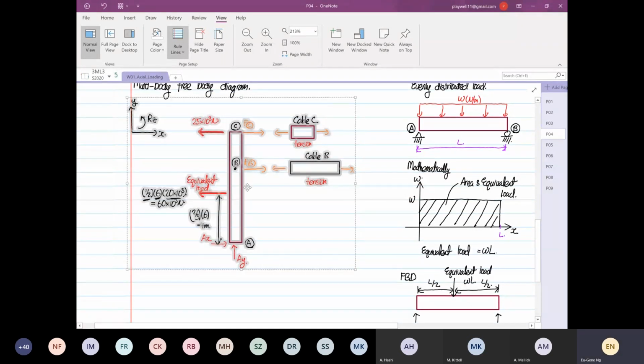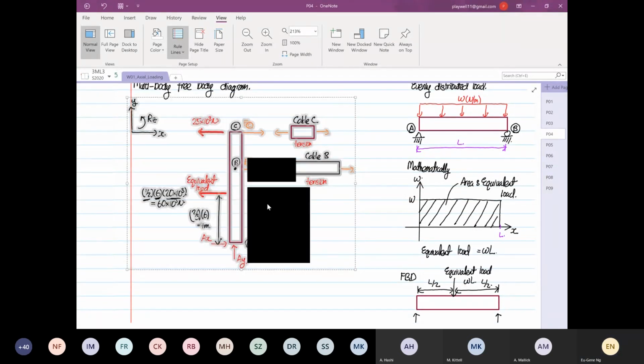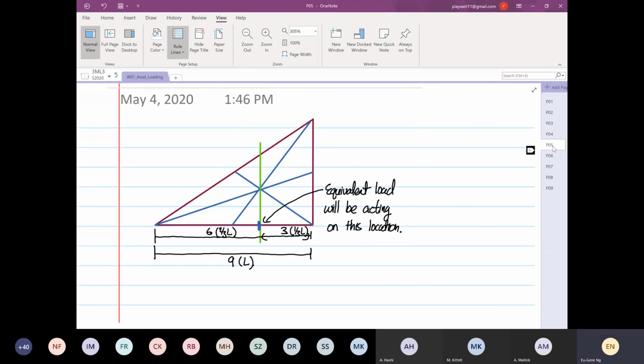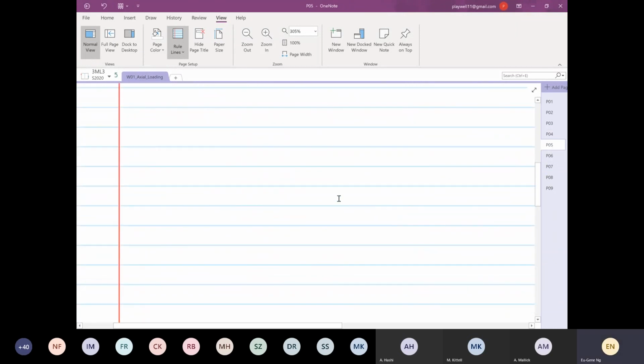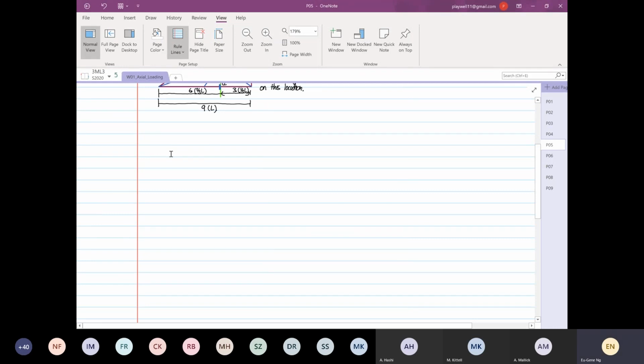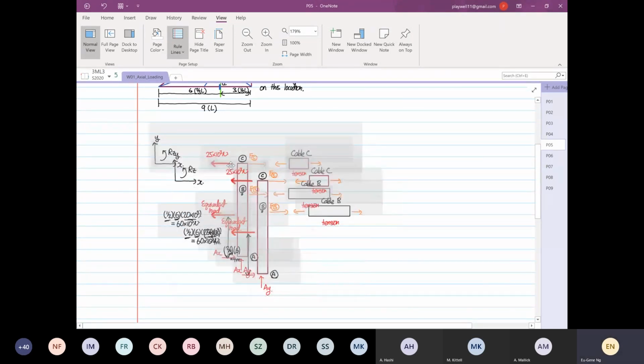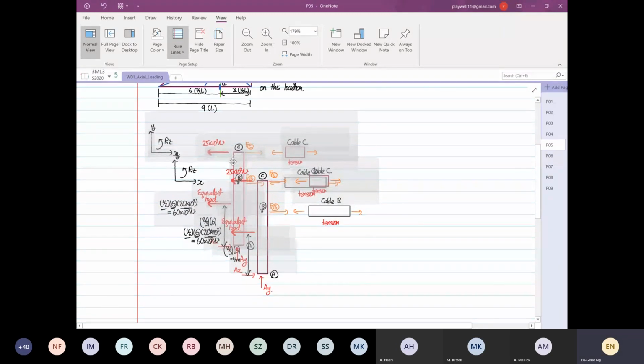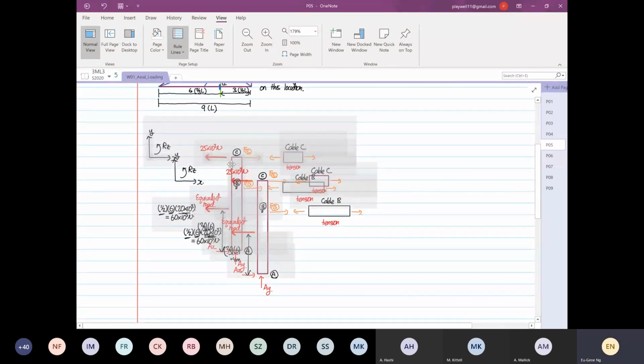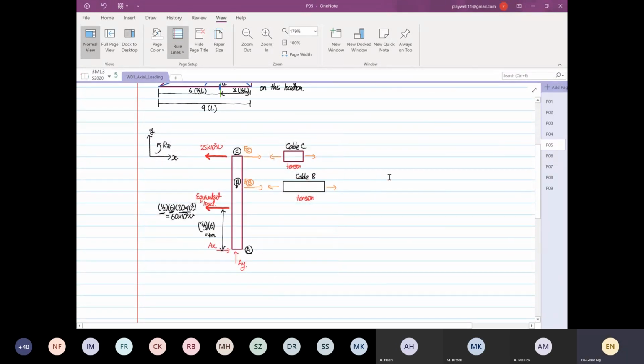So I'm going to copy this. And then I'm going to come over here and paste this in. Okay. So now you understand everything, how we get the equivalent load.